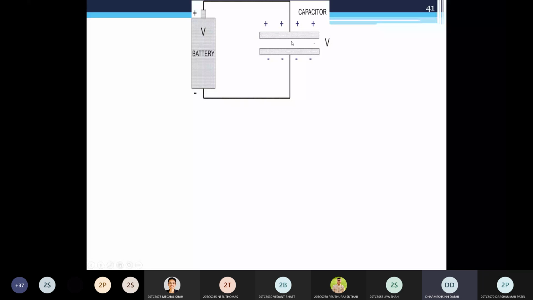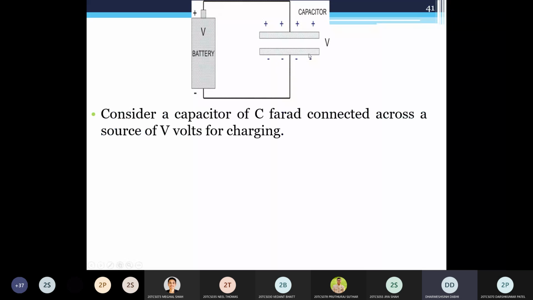Clear? Initially it is not charged, so there is no positive or negative polarity. All the plates are neutral. It means whatever amount of positive charge, the same amount of negative charge is on each plate. Clear? So there is no charge, so there is no voltage. As you know the equation, charge is directly proportional to the voltage. So if voltage is 0 initially, then there is no charge across the capacitor.